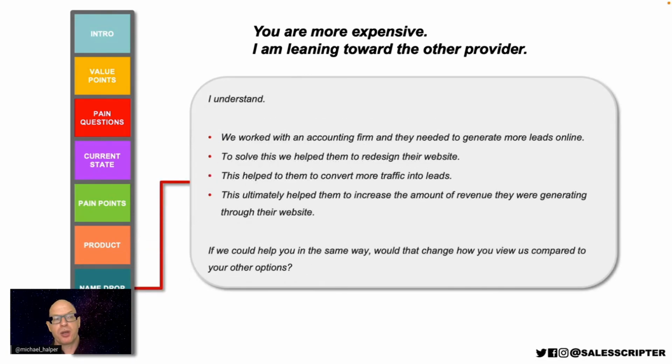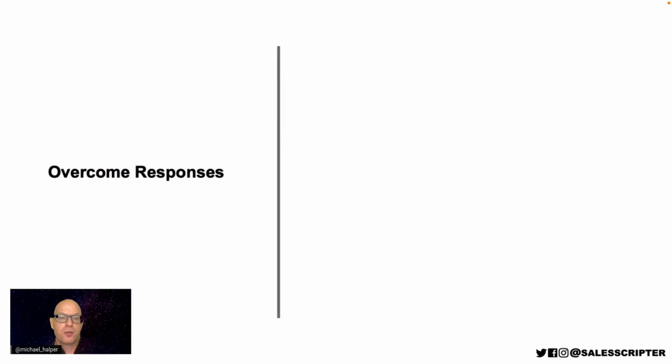You could also respond to those same objections with your name drop examples. So they say you're more expensive. I understand. Real quick, a customer that we worked with was an accounting firm, and then you share your name drop example. If we could help you in that same way, would that change how you view us compared to your other options? Maybe that name drop example, that story you tell, paints a different picture or helps them to understand why it might be better to spend more money with you instead of you just dropping your price. So those are just a few responses for overcoming objections that you can use your building blocks for.